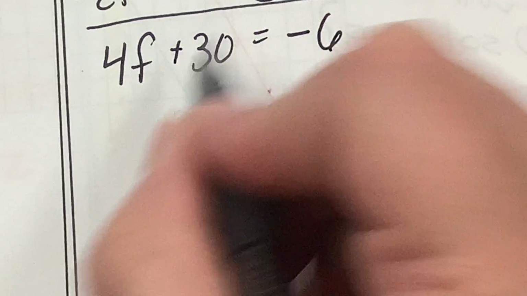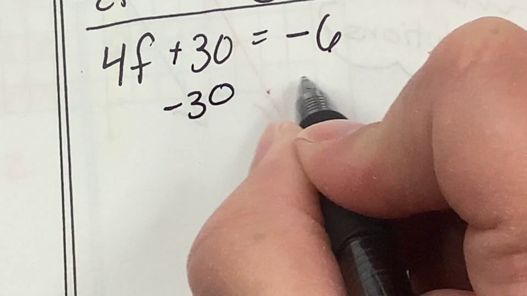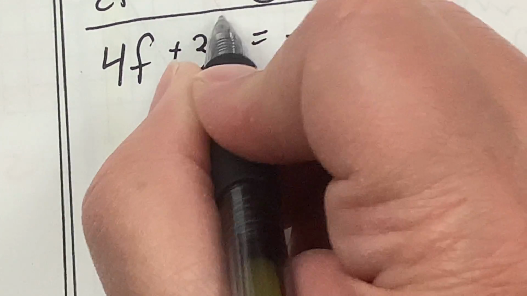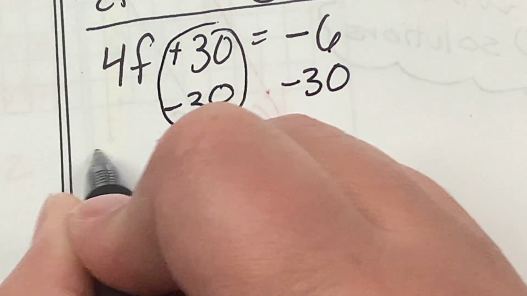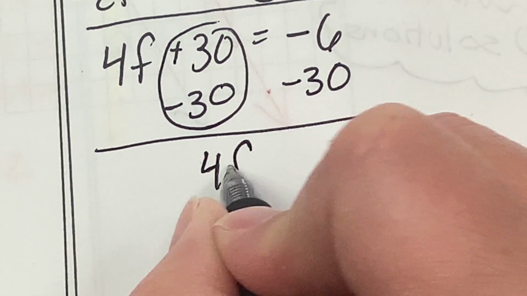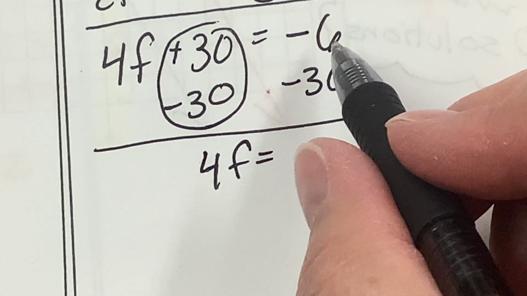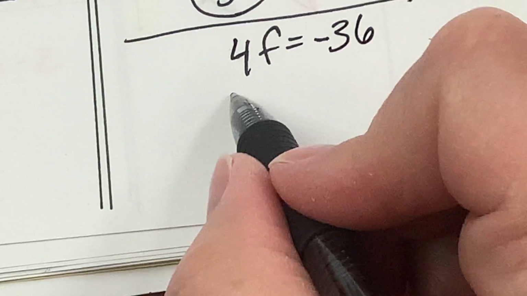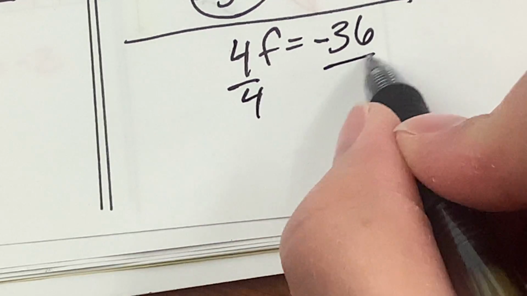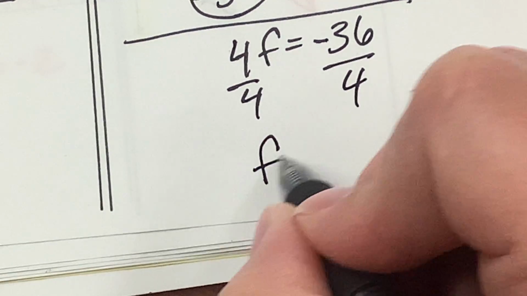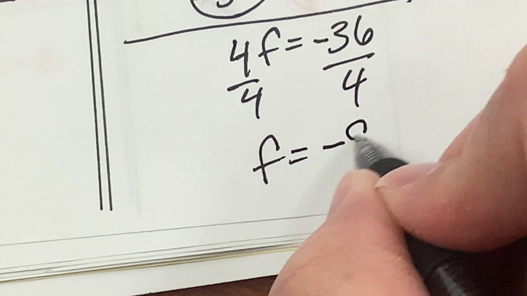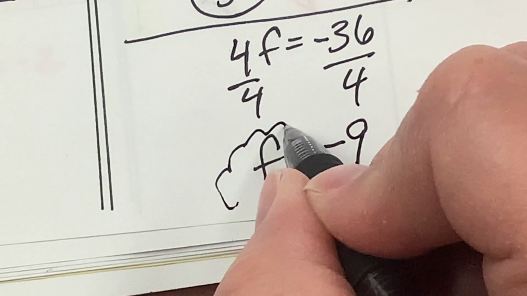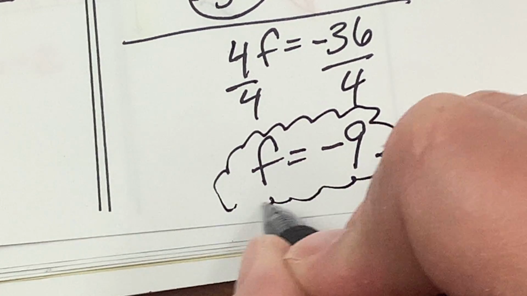I'm going to subtract 30 from both sides. And positive 30 minus 30 is 0. 4f equals negative 6 minus 30, which is negative 36. Divide by 4, divide by 4. F equals negative 9. Puffy cloud of happiness because we are so done with this.